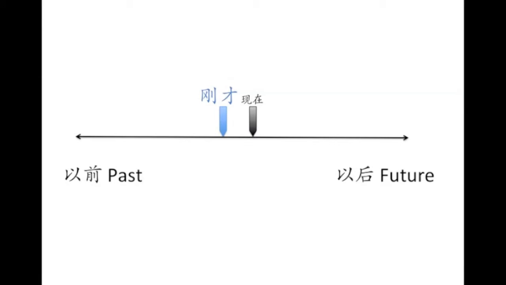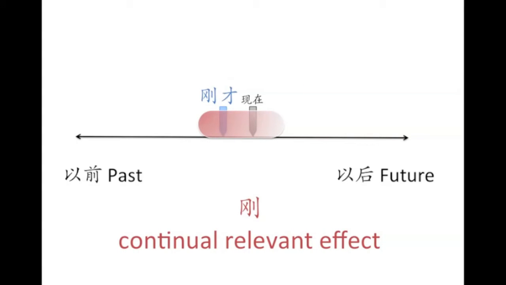So, as we've seen in these 3 examples, gang involves a continued relationship of relevancy and effect for a relatively short time period. It means that something just happened, or had just happened, or will just have happened, and the situation of that happening continues to be important for a short while.